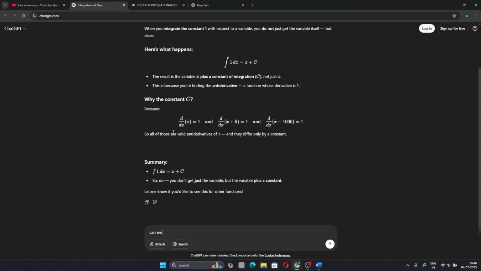Can we get the integrated rate expression for the zero order reaction?